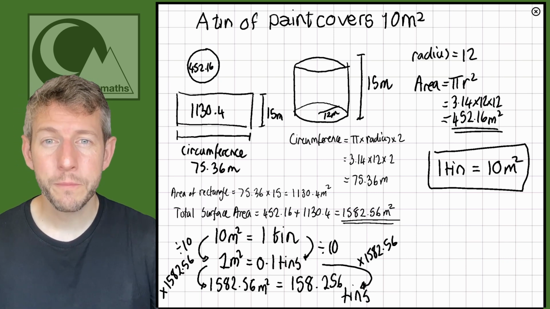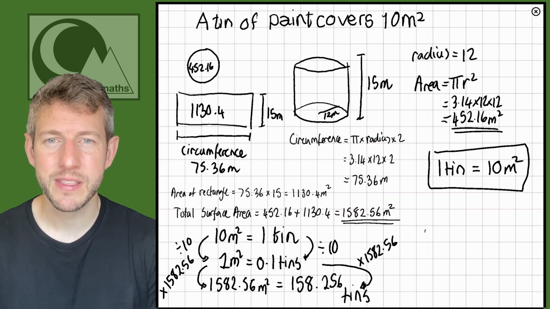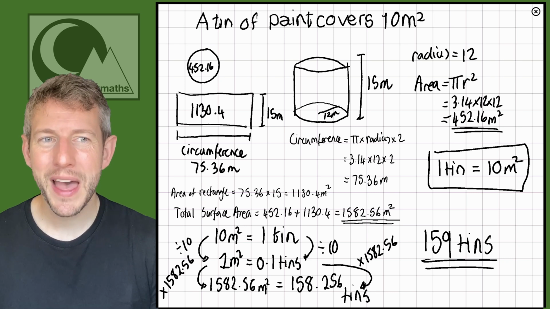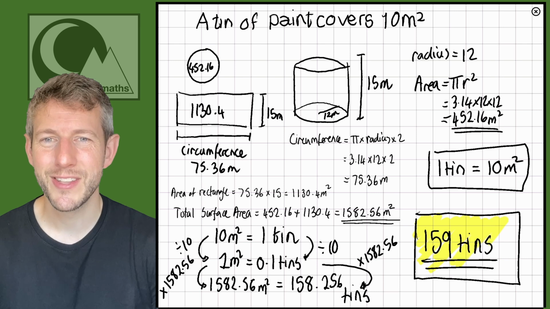Now, we can't have a point of a tin of paint, and although this number would naturally round down, if we rounded this down, we wouldn't have enough paint to cover the silo. So we're going to have to go up to the next full tin. So that means that Mark is going to need to buy 159 tins of paint.